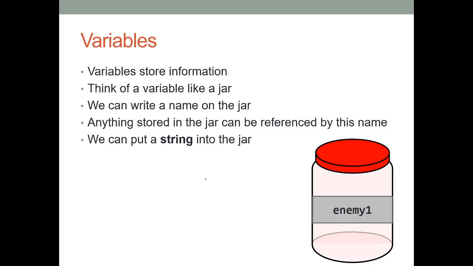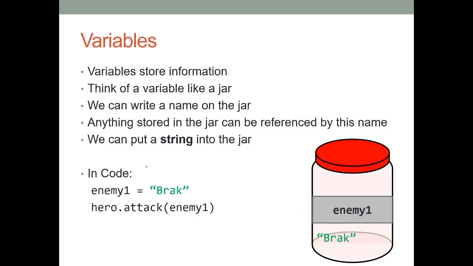Anything stored in the jar can be referenced by this name. So you can put a string in the jar. In CodeCombat, I believe the game tells you this before, but a string is just words. So anything that was in green brackets. So that would be enemies' names, for example. So I think the first enemy has the weird name of Brack. You can put Brack in the jar, and what will happen is, if you write hero.attack enemy1, it will look up who enemy1 is, and it will find Brack, and it will attack Brack.